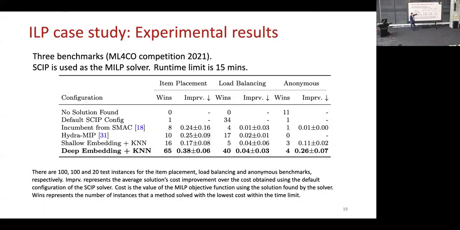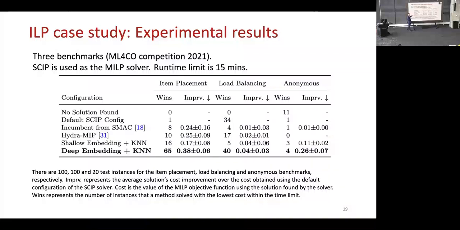It only wins in 8 of the 100. Hydra, also another very popular one, uses random forest to figure out the configuration. It only wins 10. Shallow embedding plus KNN. Shallow embedding is this idea that I mentioned earlier, that you base your similarity on how many decision variables I have, and whether the coefficients are numerically close or not. Very, very simple way to do the embedding, but it only wins in 16.